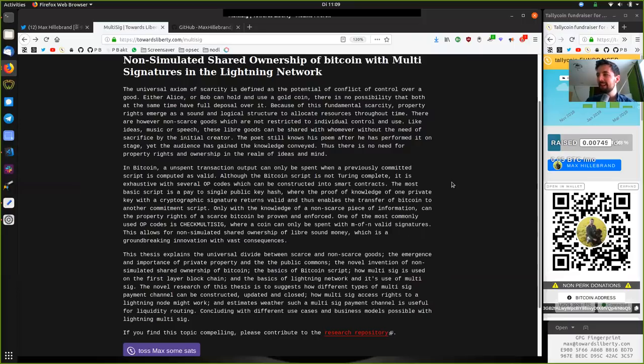It really is... It's tough to underestimate how important this idea is, that we can now together collaboratively allocate these resources in a way that we can actually prove and ourselves enforce with cryptography the property rights and defend them.